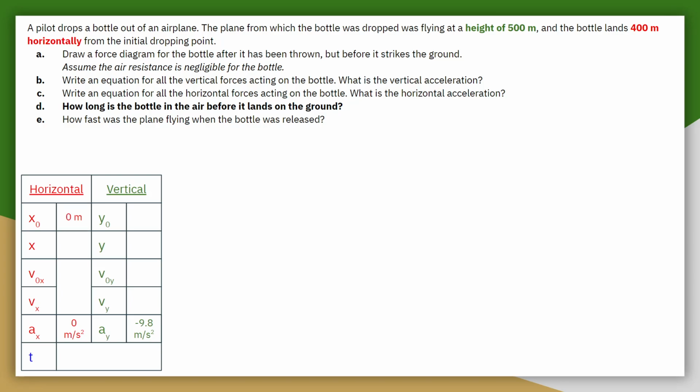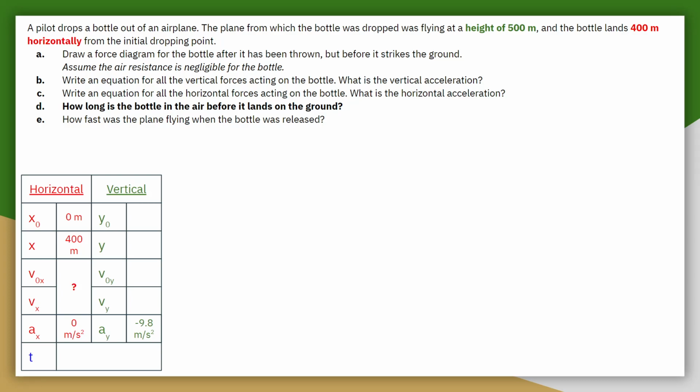Now, for the starting position horizontally, we don't know at what horizontal position the plane dropped the bottle. However, we're just going to define wherever it was when the bottle was dropped to be our horizontal position of 0. So our starting horizontal position will be 0 meters. And we are told the bottle lands 400 meters horizontally from the initial dropping point. So that would make our final horizontal position 400 meters.